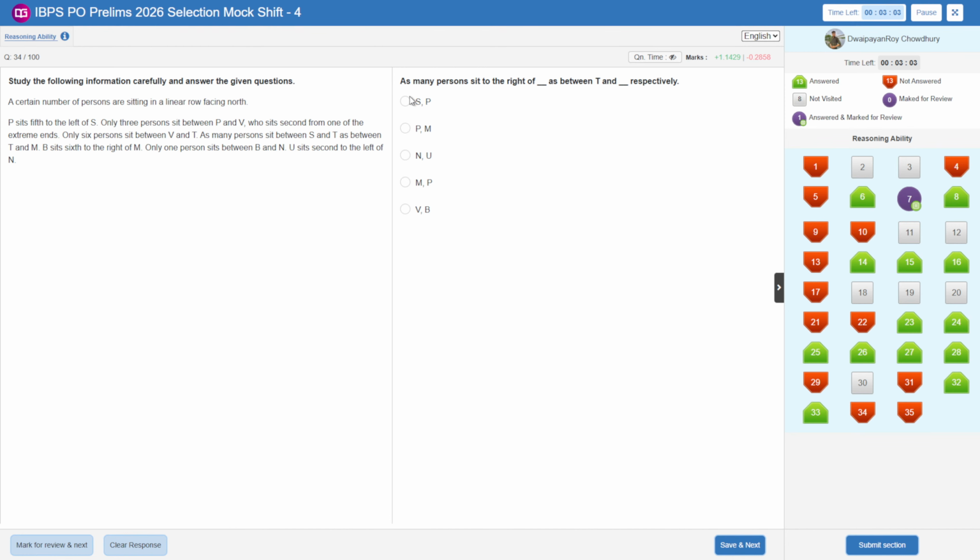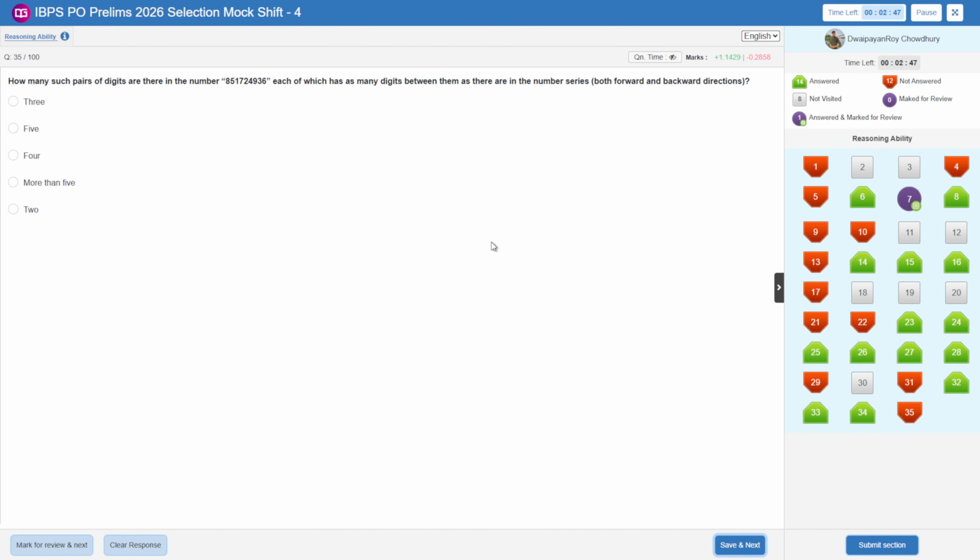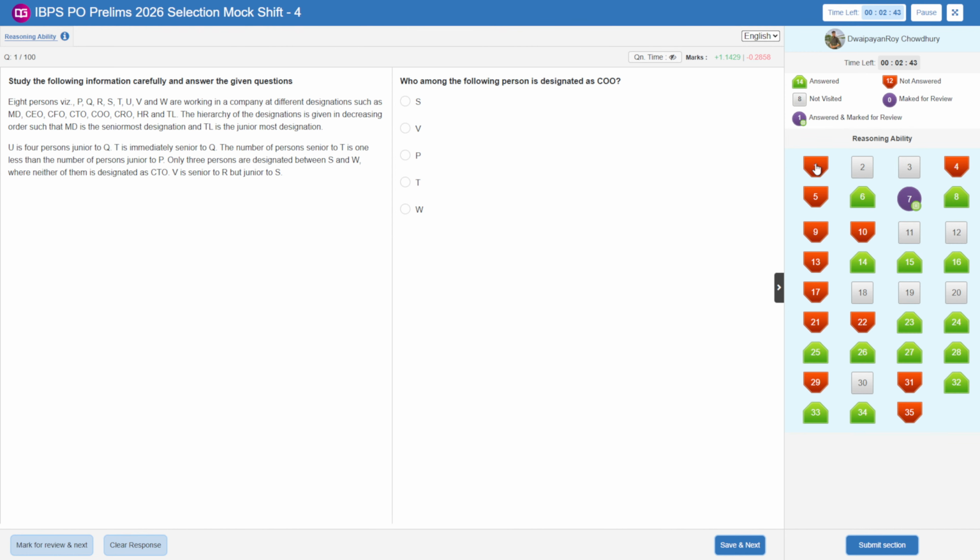Okay, right of S, 0. T and P, not 0. Right of N, many. T and U, not possible. Right of M, many, not possible. Right of V, 1. T and B. Okay, so V and B. I think I skipped many easy questions.